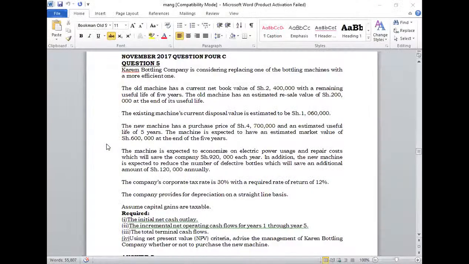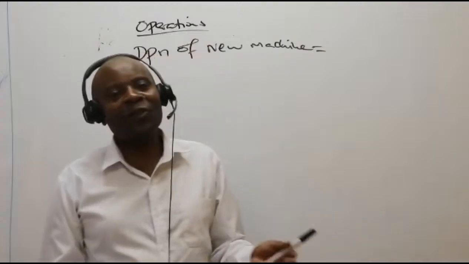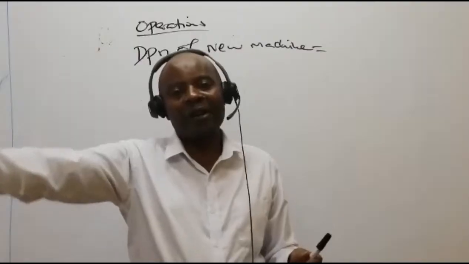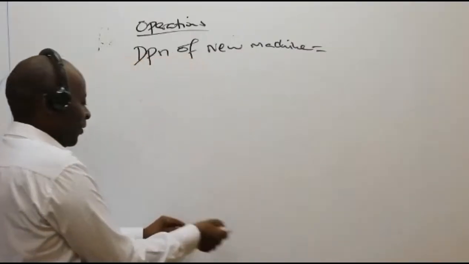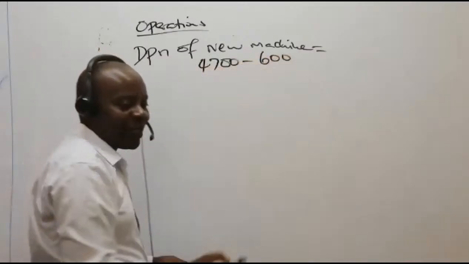So we are told here the new machine has a purchase price of 4,700 and an estimated useful life of 5 years. The machine is expected to have an estimated market value of 600,000 at the end of 5 years. Remember, for us, not unless we are told otherwise, depreciation is straight line. You take the initial cost of the machine minus the scrap, all over the number of years. So initial cost here is 4,700. They have given us the scrap of 600.